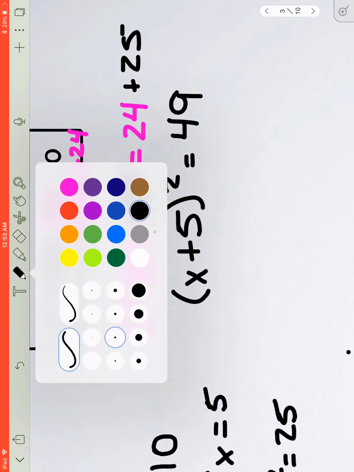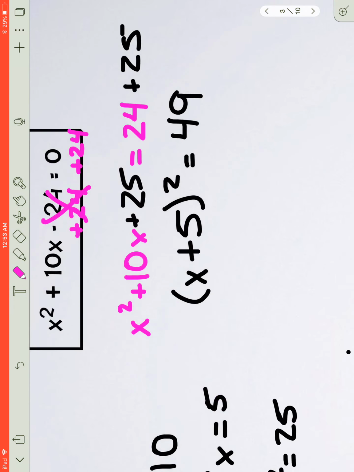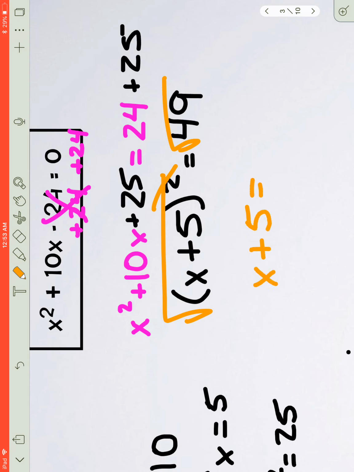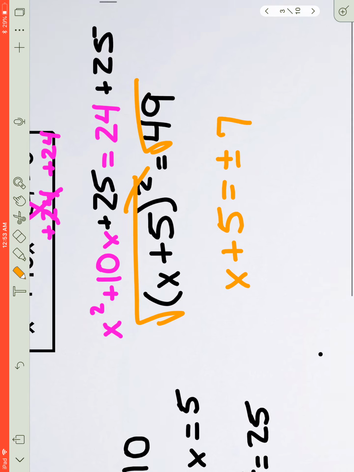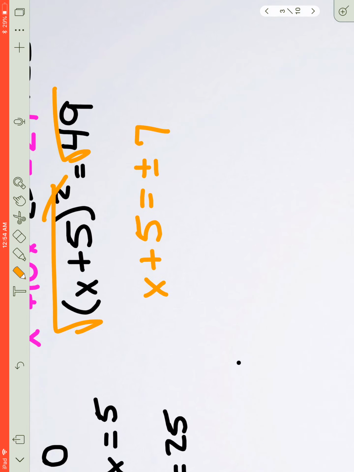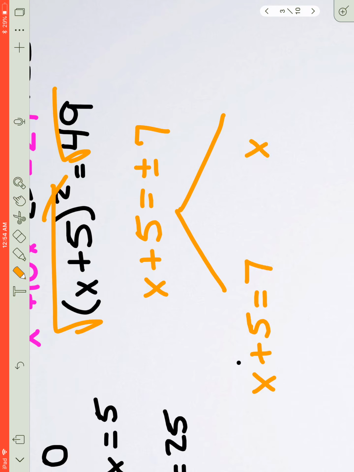So now to solve for x, I have to undo the operations around it. I would start by taking the square root of both sides, so that way I can get rid of my exponent. And I'd be left with x plus 5 equals, well, the square root of 49 would be plus or minus 7. Now to solve this, I would have to solve two different equations. I'd have to solve, hey, what would happen if x plus 5 equals positive 7? And what would happen if x plus 5 equals negative 7?